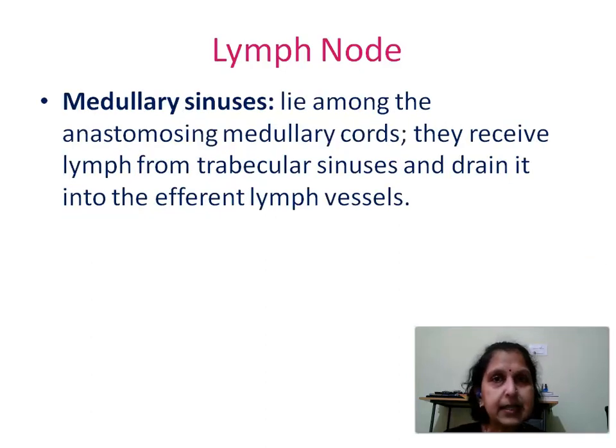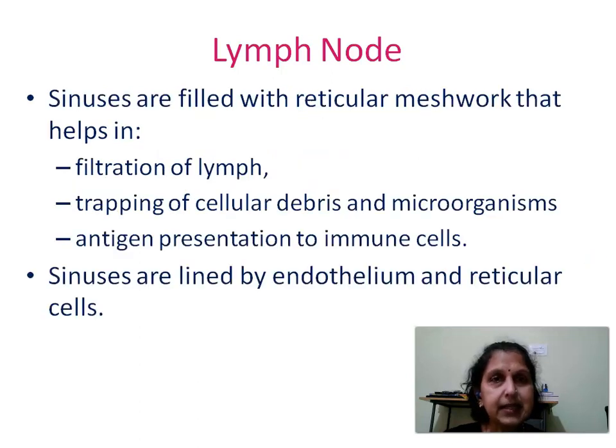Medullary sinuses lie among the anastomosing medullary cords. They receive lymph from trabecular sinuses and drain it into the efferent lymph vessels. The sinuses are filled with reticular meshwork that helps in filtration of lymph, trapping of cellular debris and microorganisms, and antigen presentation to immune cells. Sinuses are lined by endothelium and reticular cells.